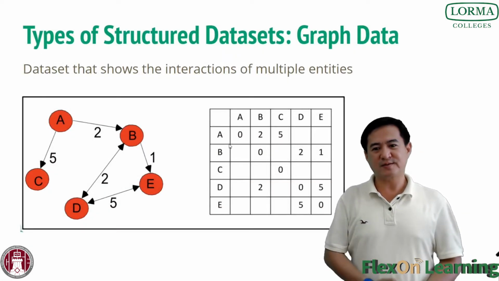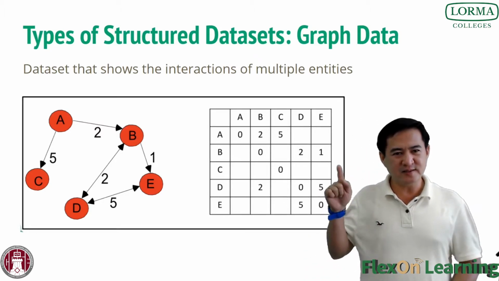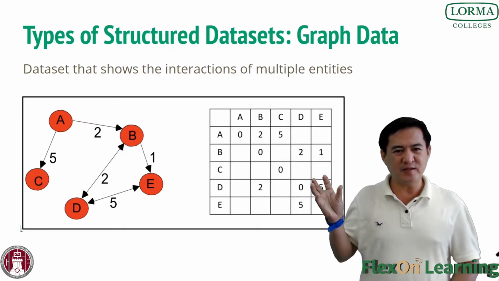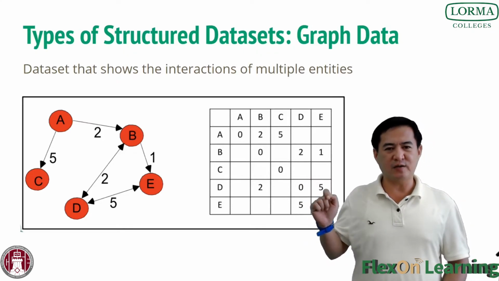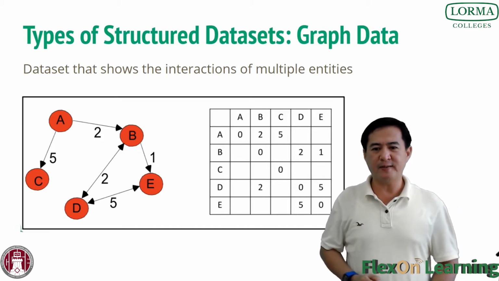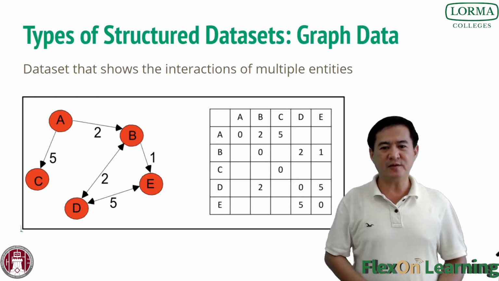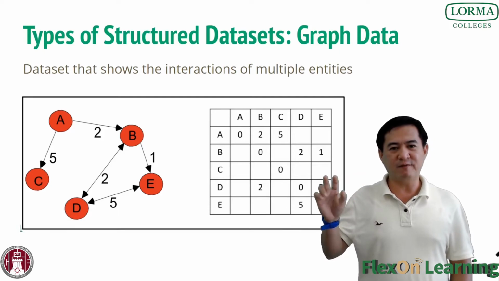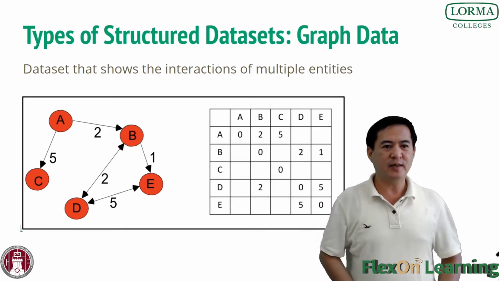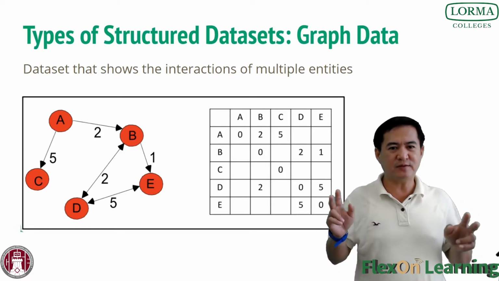Next, graph. Of course, a graph comprises vertices and edges. The circles are the nodes or the vertices, and the edges are the lines with arrows. So we have here A, B, C, D, and E as the vertices or nodes, and you have the lines representing the edges. We have some values representing the weight of those lines. This is structured. Why? Because it follows the graph structure.